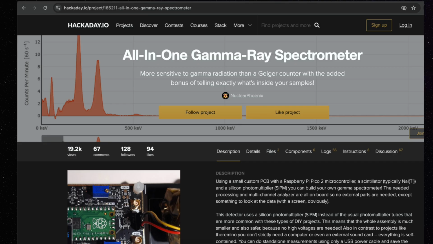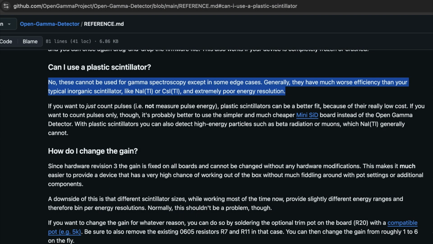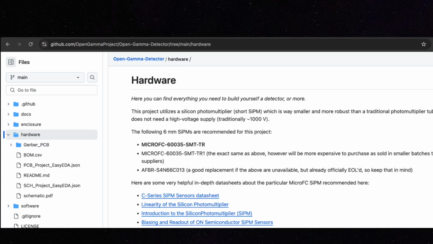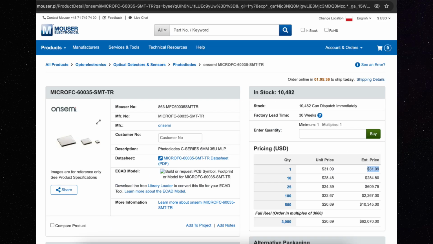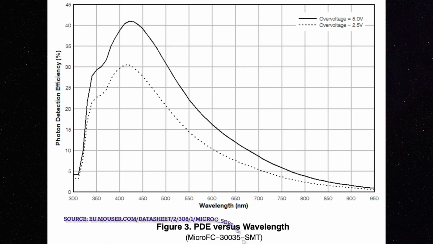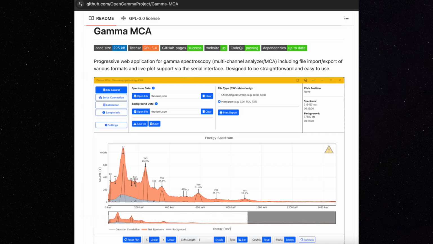In order to set a baseline for a commercial product, let's have a look at what open source space has to offer. As recommended by our project Open Gamma Detector, which gives us for free a hardware scintillation device, the project recommends sodium iodide or cesium iodide scintillators. Moreover, they suggest to use the MicroFC 60035 SMTR silicon photomultiplier. Fortunately, this chip is quite accessible and relatively cheap to buy. And we can see they can handle the mentioned crystals okay, with a 15-22% capture rate for cesium iodide crystal. What is also important, the Open Gamma project has developed not only a detector, but also a web application for gamma spectroscopy. Good job!